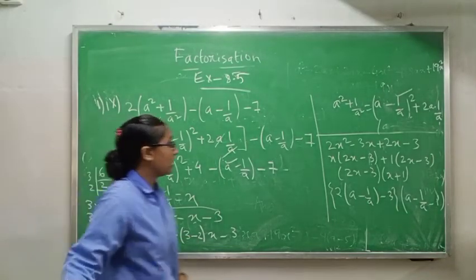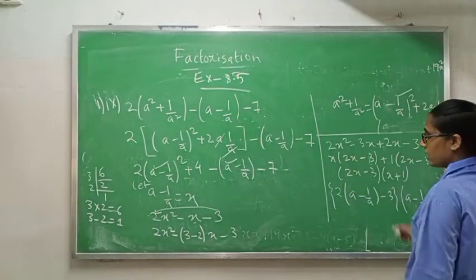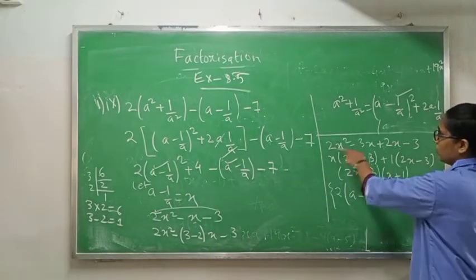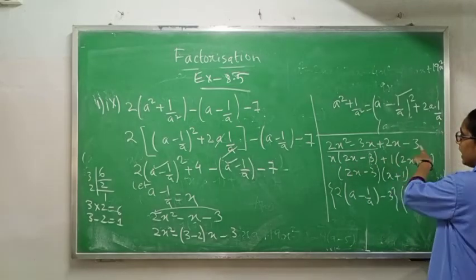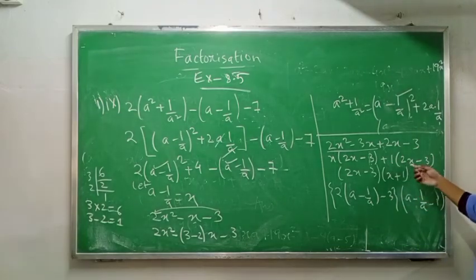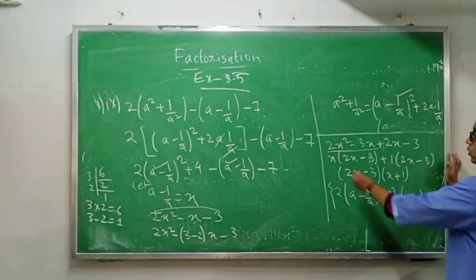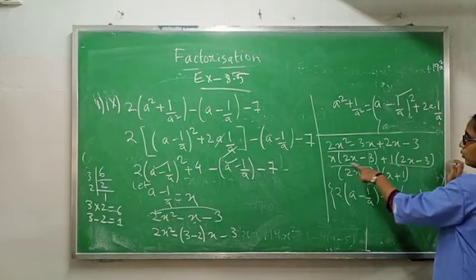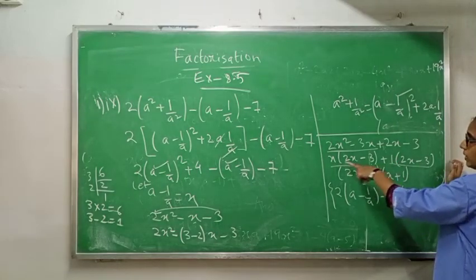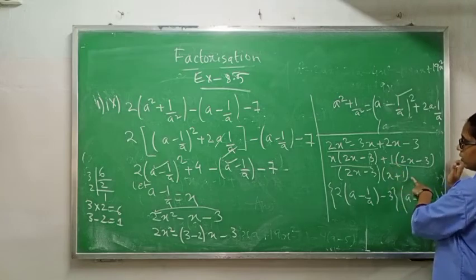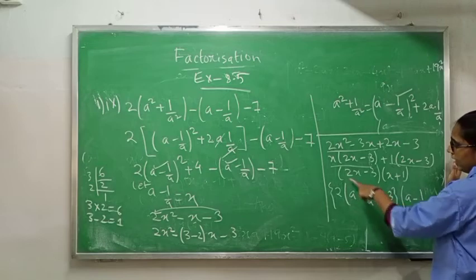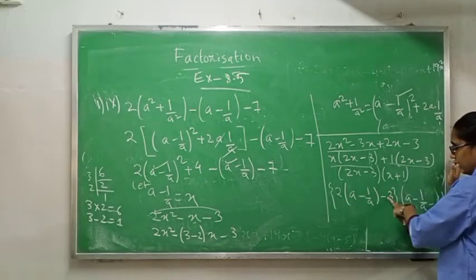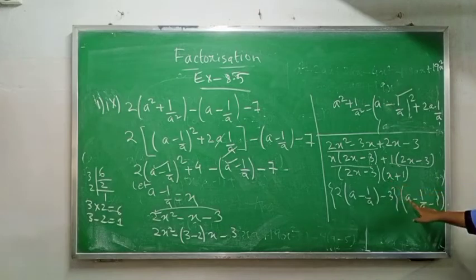So when we open the bracket, we will get 2x square minus 3x plus 2x minus 3. From the first two you can take x as common. So what is left? 2x minus 3. From the last two there is nothing common, it means plus 1. So you write plus 1 into 2x minus 3. Now you can see from this and this, 2x minus 3 is common, you will write it as it is, and x plus 1 is left. So x plus 1. Now in place of x, you will write a minus 1 by a, and 2 you will write outside the bracket, minus 3. Again in place of x, you will write a minus 1 by a, plus 1.